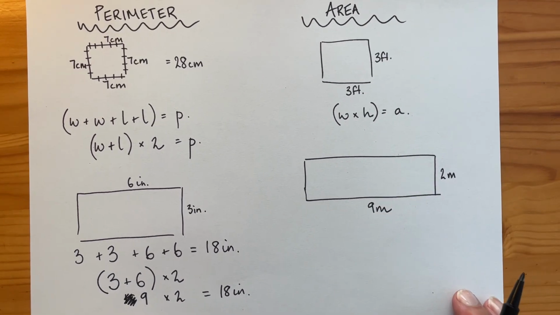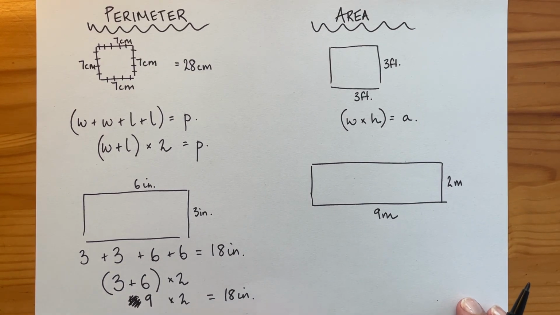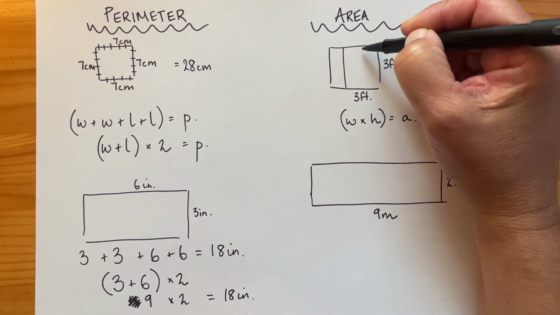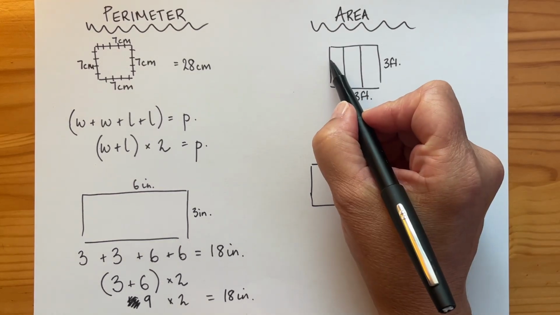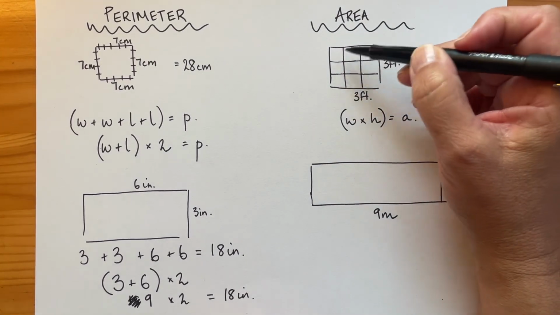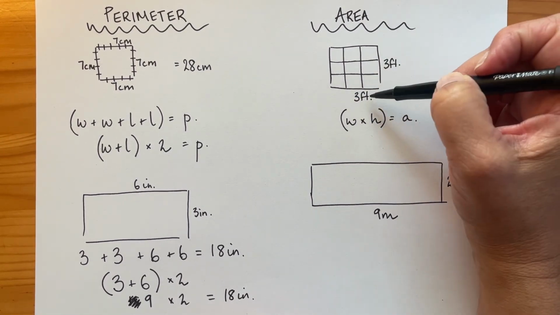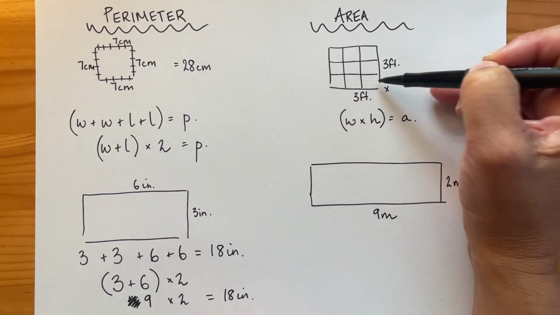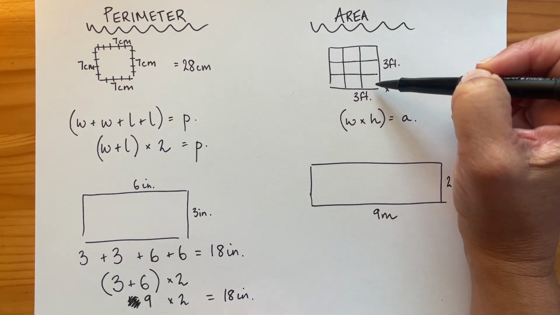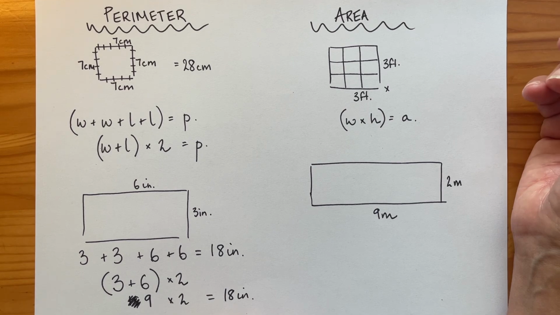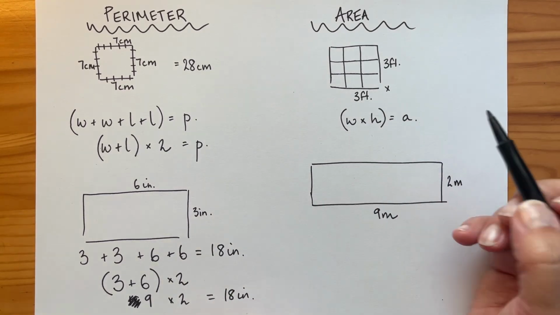Okay. Now area is different because area is not talking about the length of all the sides. It's talking about the space inside the rectangle or the square. And it is measured in squares. So if we were to draw this square out, this 3 by 3 foot square, you would have 3 squares, 3 rows, right? And then you would also have 3 rows going this way. And so the rule for area is much easier than perimeter, I find.